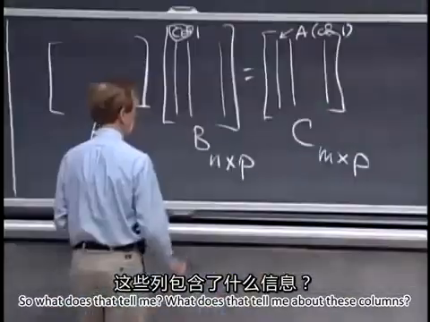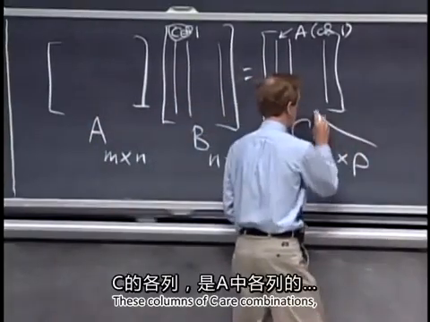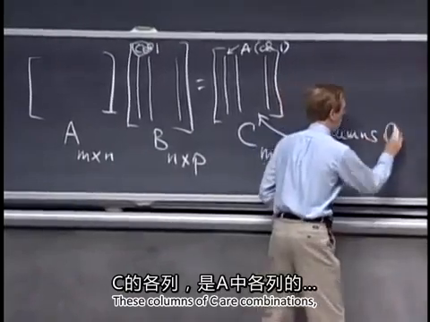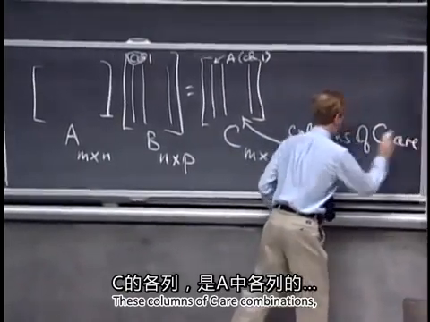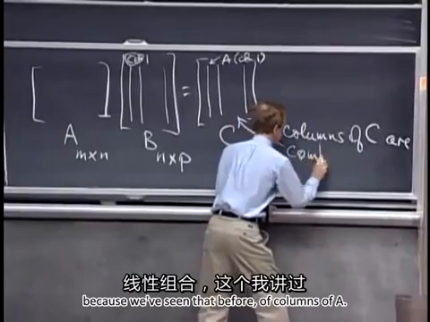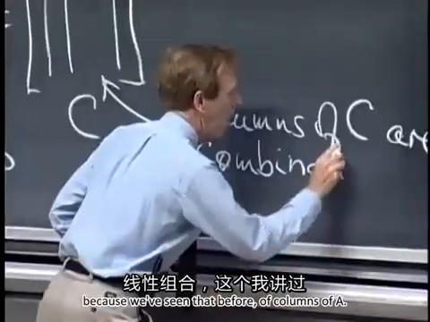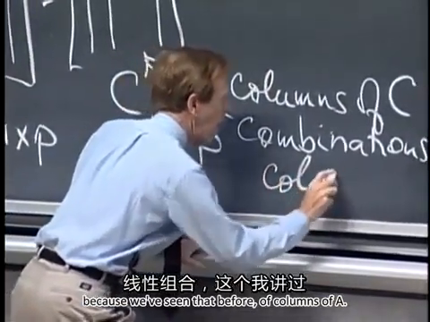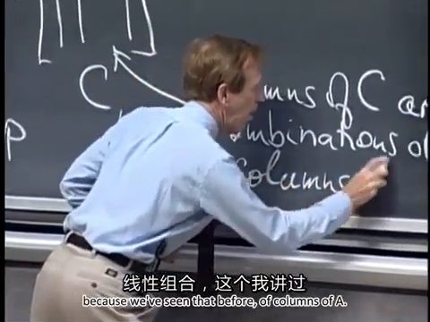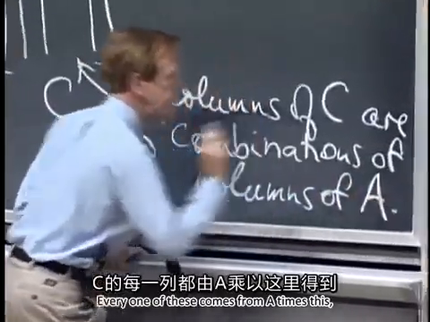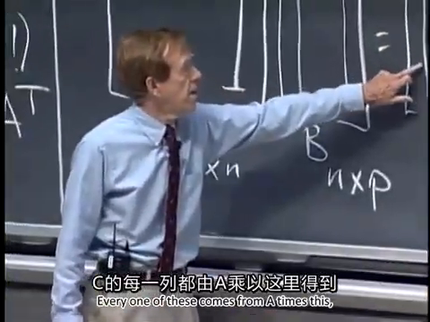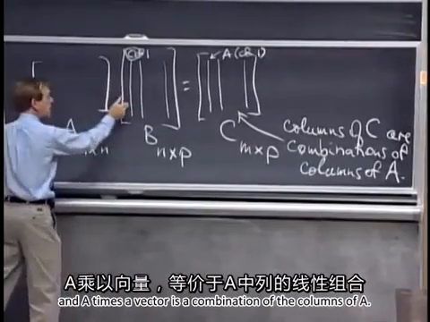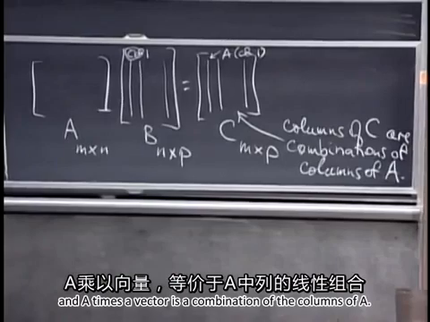So what does that tell me about these columns of C? They are combinations, because we've seen that before, of columns of A. Every one of these comes from A times this, and A times a vector is a combination of the columns of A.